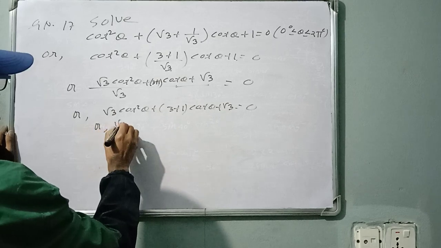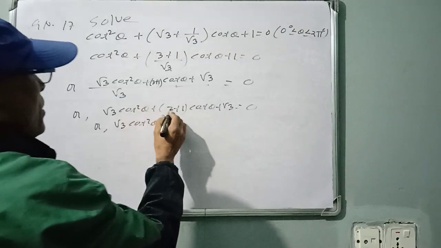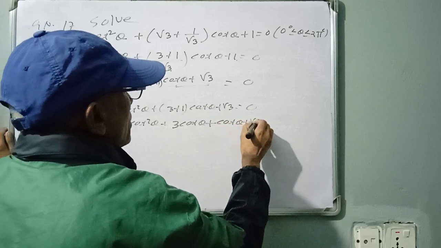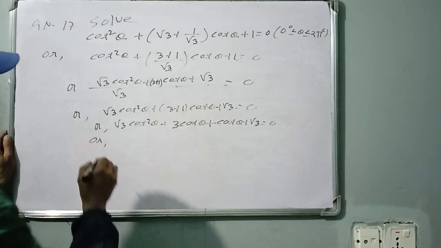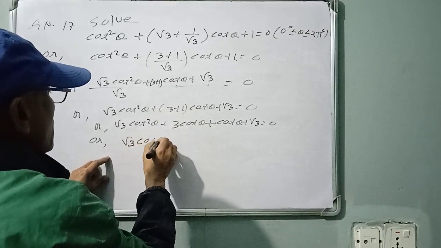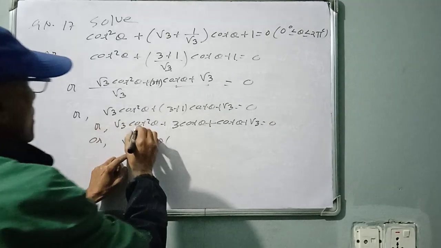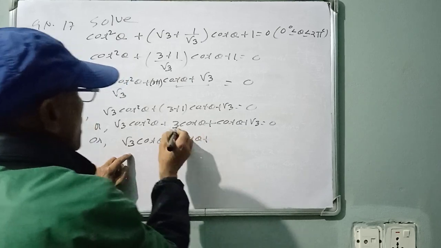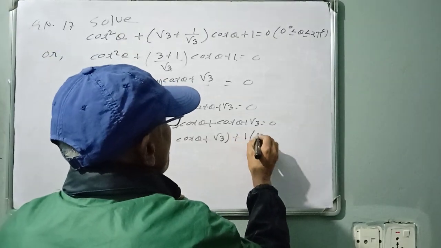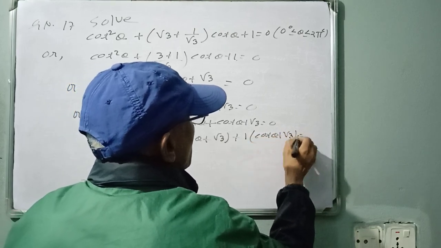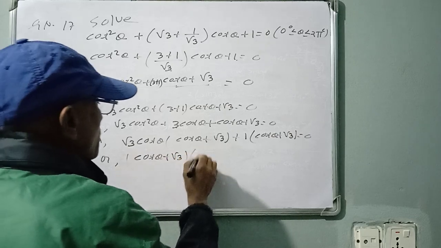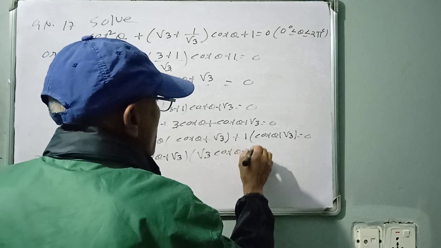Now root 3 cot square theta, cross multiply: root 3 cot theta plus cot theta plus root 3 equal 0. Take common: root 3 common from cot square theta and cot theta, what is left? Cot theta times (root 3 cot theta plus 1). Then root 3, nothing else is common, so 1 is common: cot theta plus root 3 equal 0. Or the common factor cot theta plus root 3 into (root 3 cot theta plus 1) equal 0.